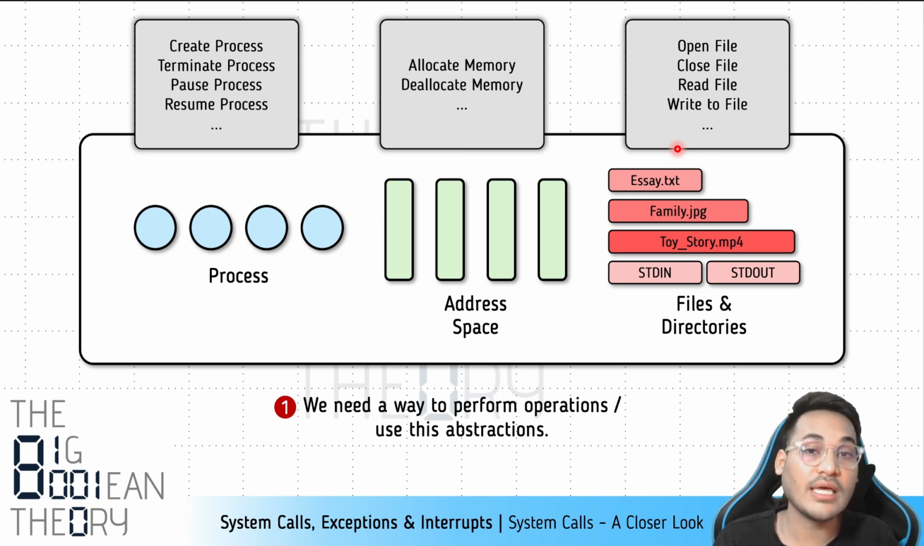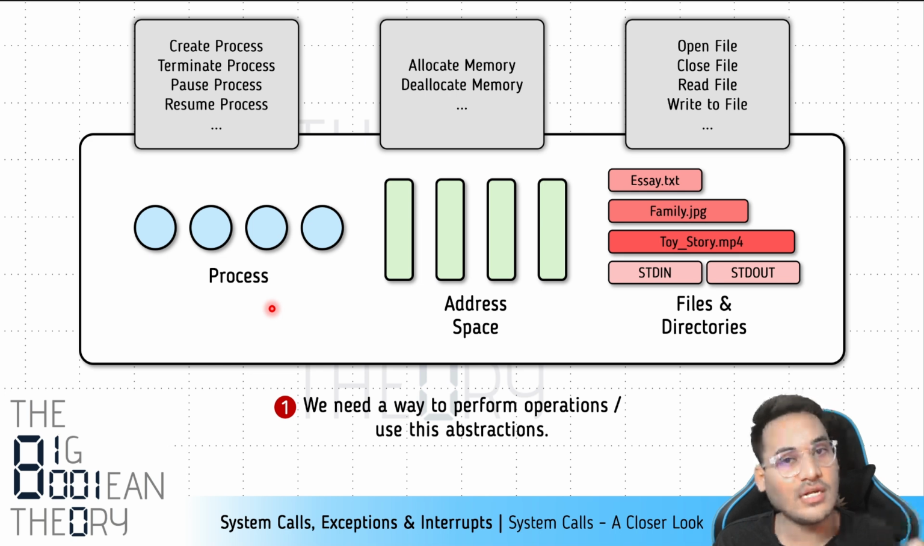Other operations could be like creating and deleting a file. And when I say file, I also mean the directory, right? So the thing is that, as you can see, these are the abstractions that the operating system created for us in order to make the computer hardware easy to use.